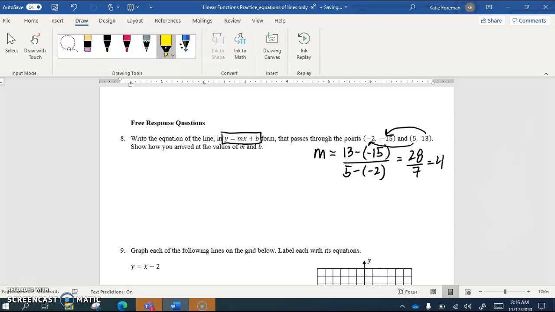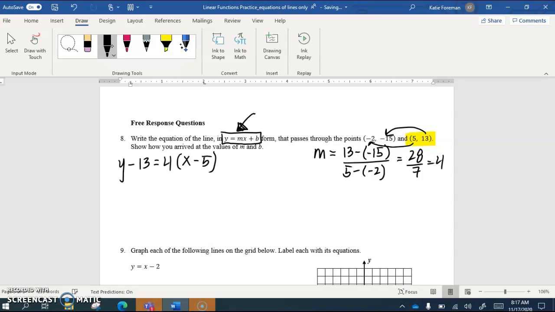I'm going to start with point slope form. And I'm going to use the point (5, 13). Doesn't matter which point you choose. y minus the y coordinate of the point I chose is equal to the slope times x minus the x coordinate of the point I chose.